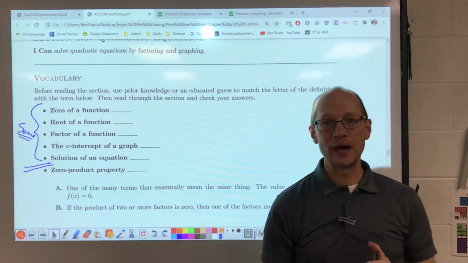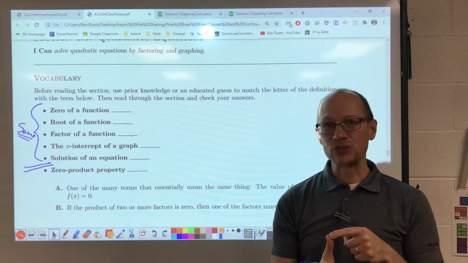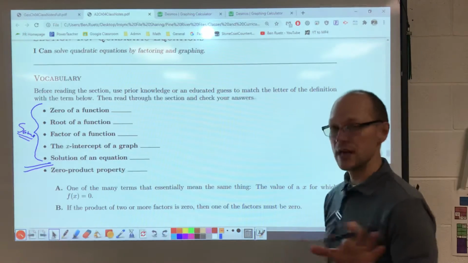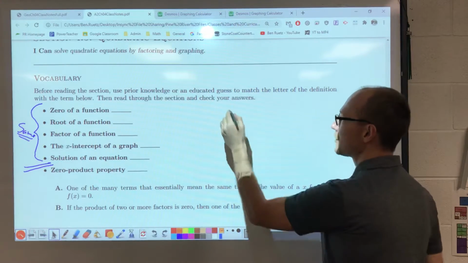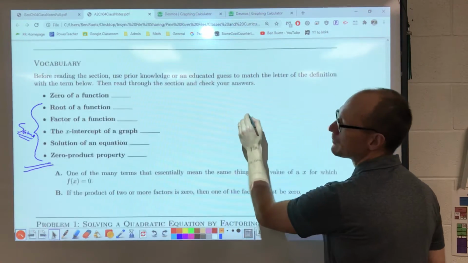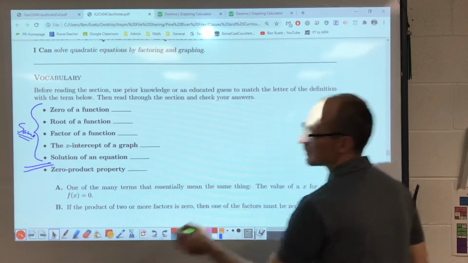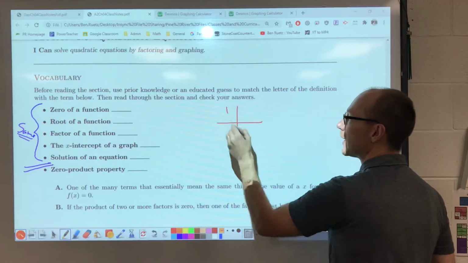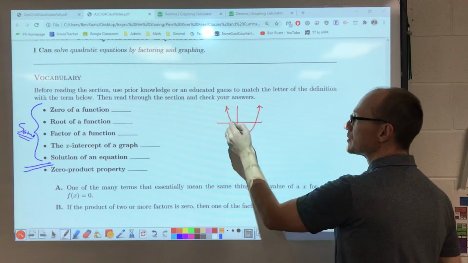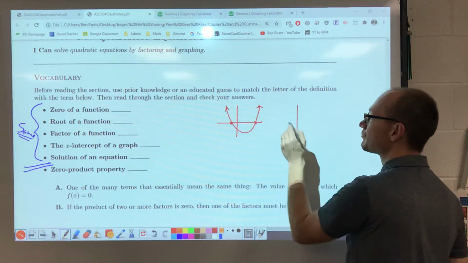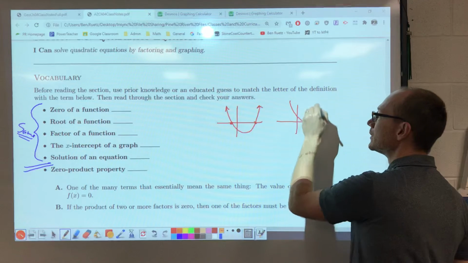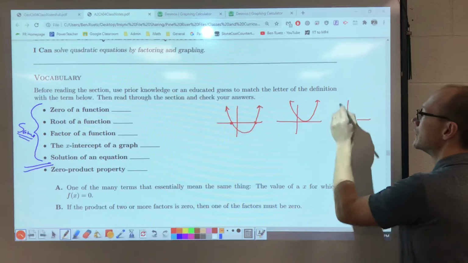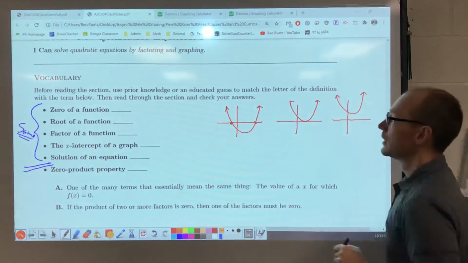So we're going to talk about how to use factoring to solve these equations. But keep this in mind. You've got three basic situations with a quadratic. You have two solutions, one solution, or no solutions.